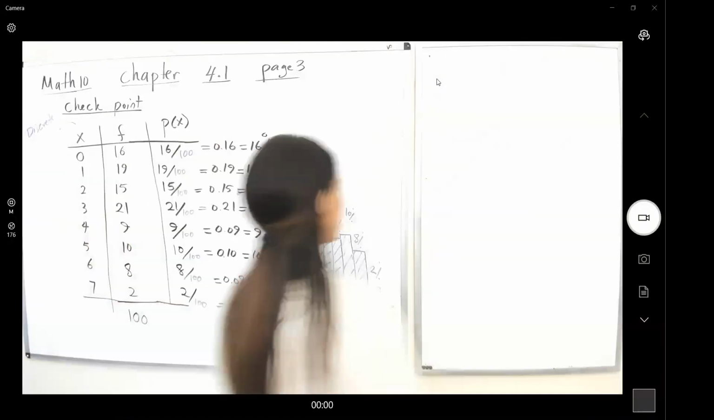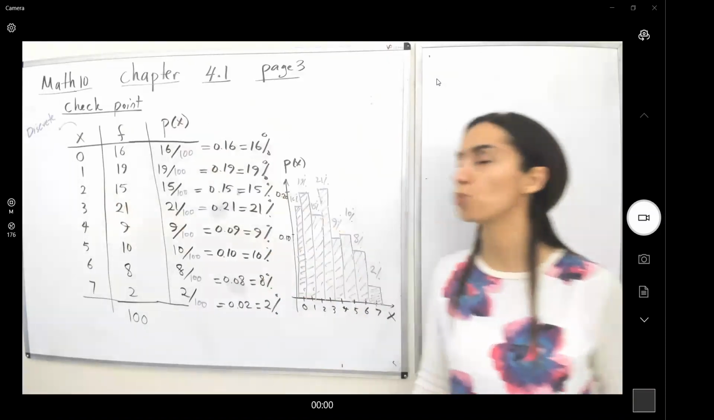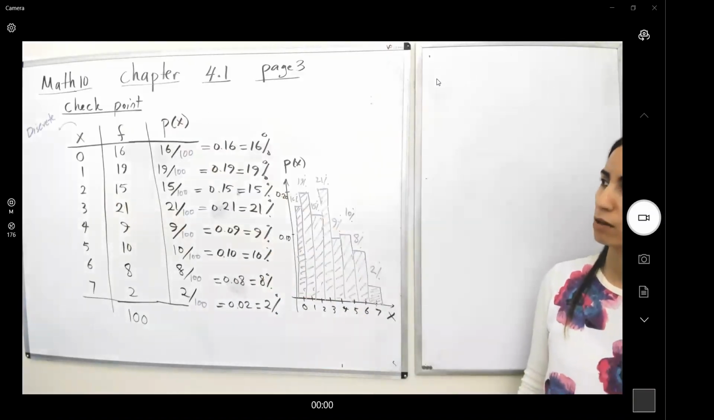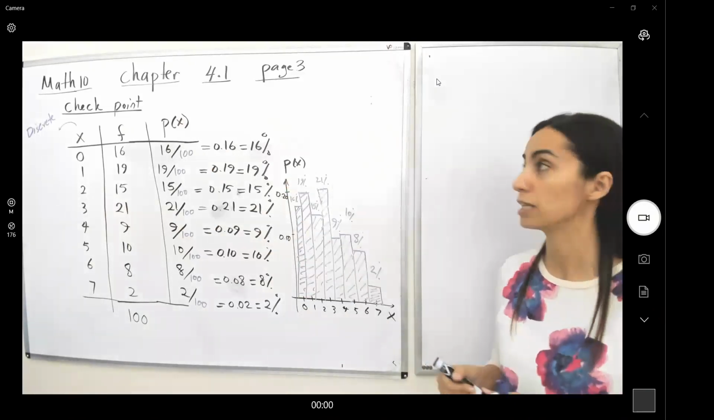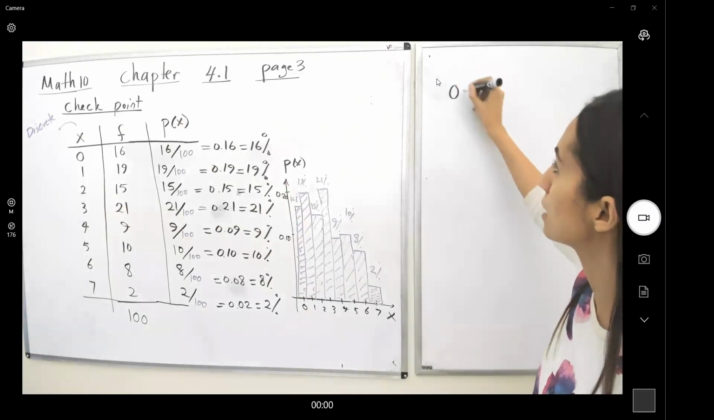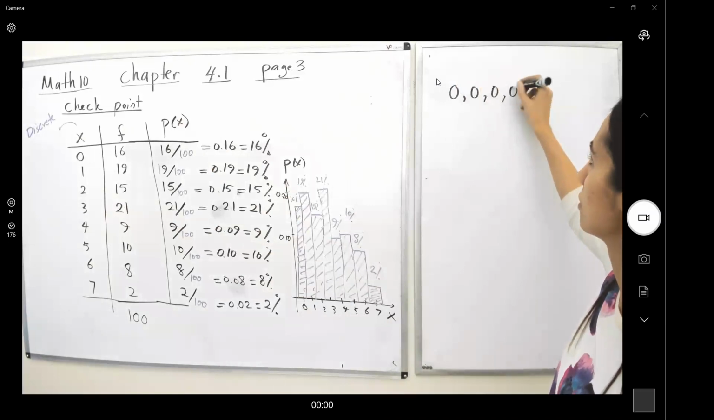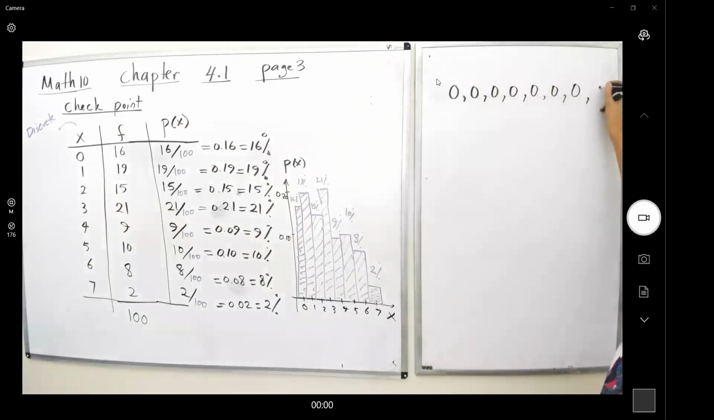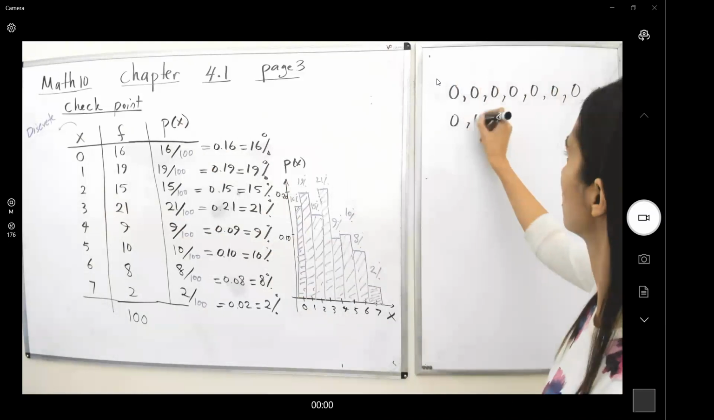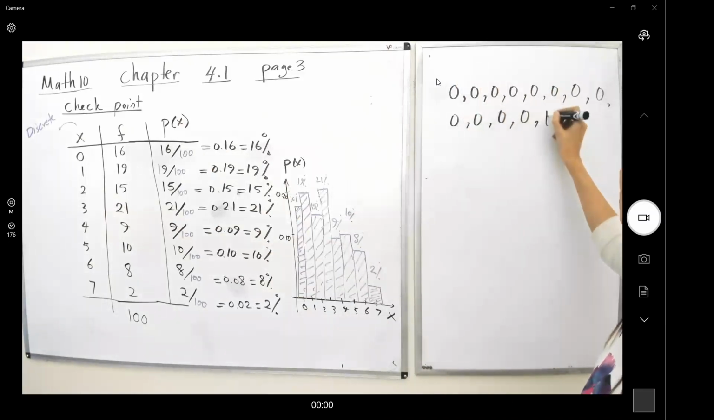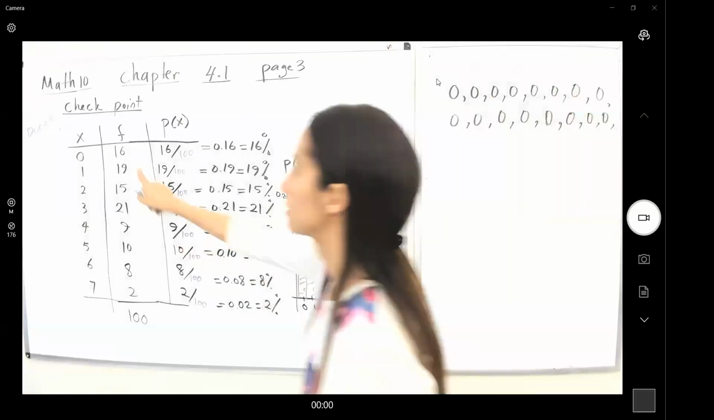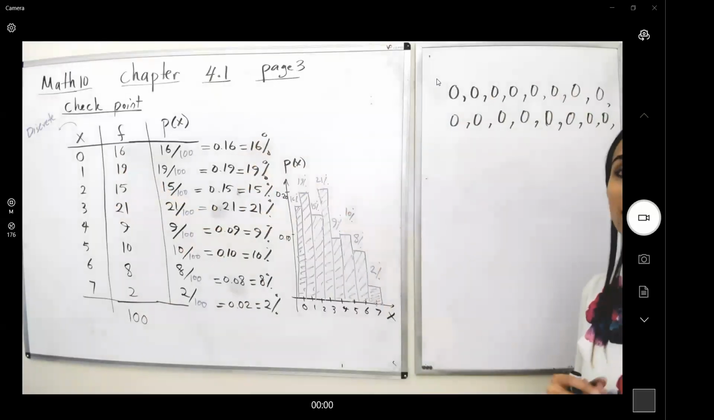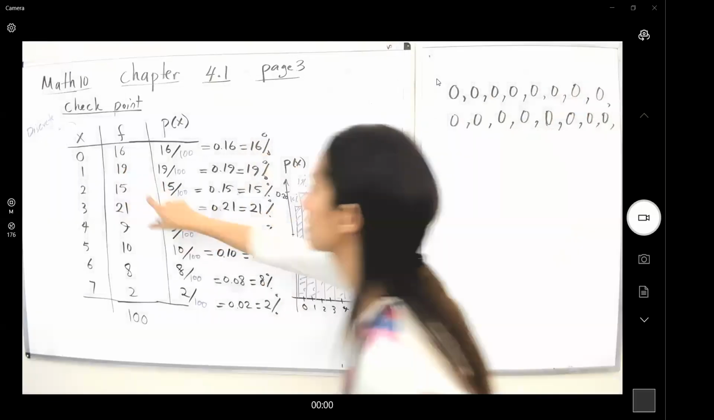So now I expect you to ask, how do I visualize these data? 0 has frequency 16. What's the meaning of that? It means that 0 is repeated 16 times. 1 is repeated 19 times because it is 19.